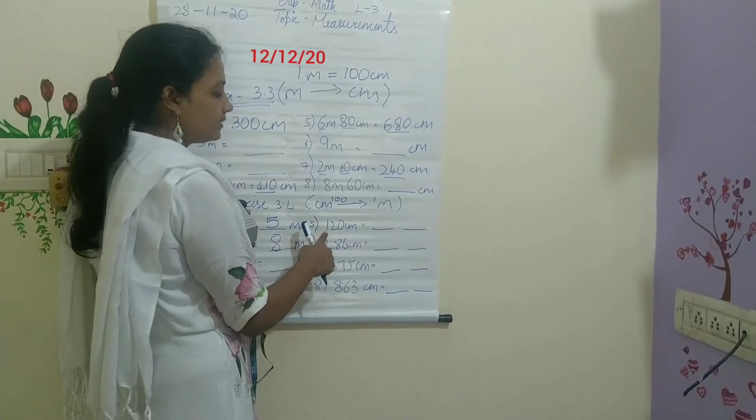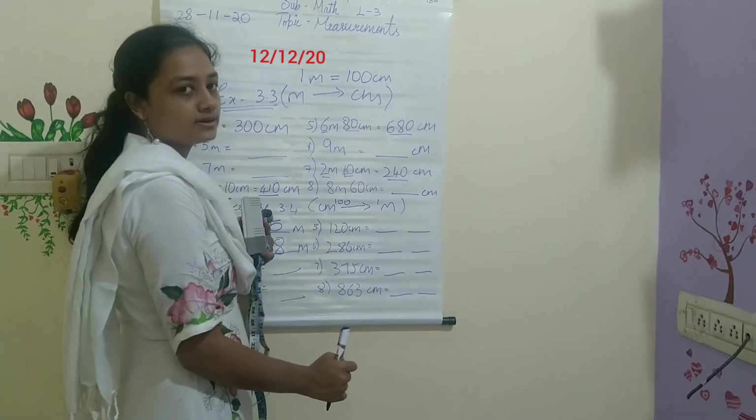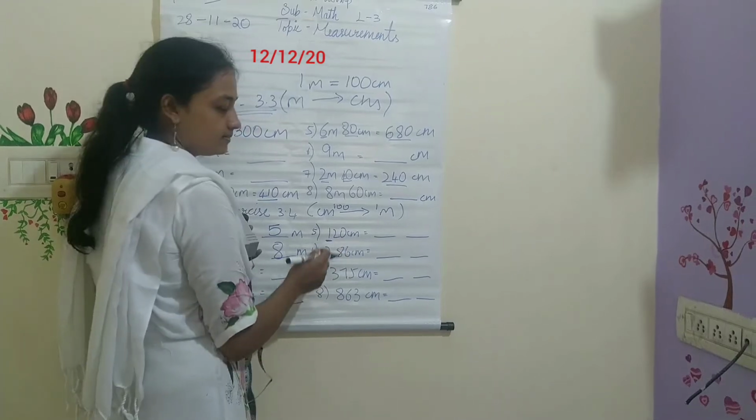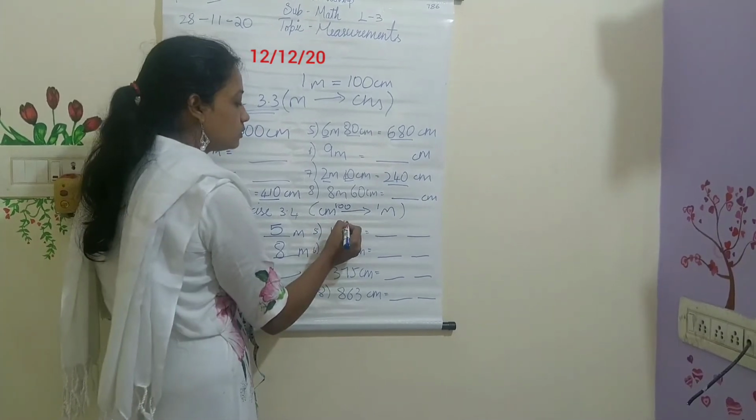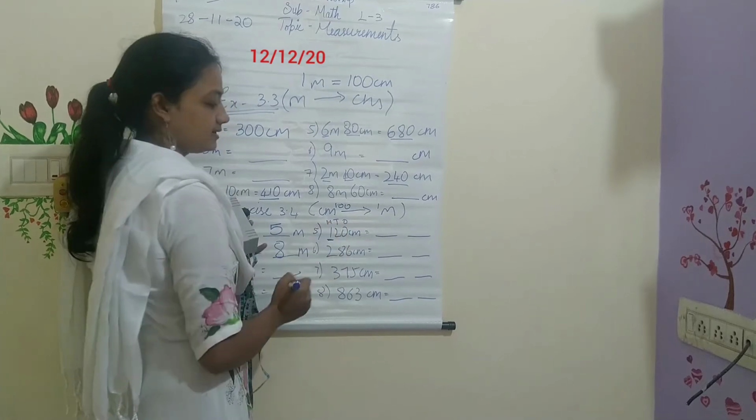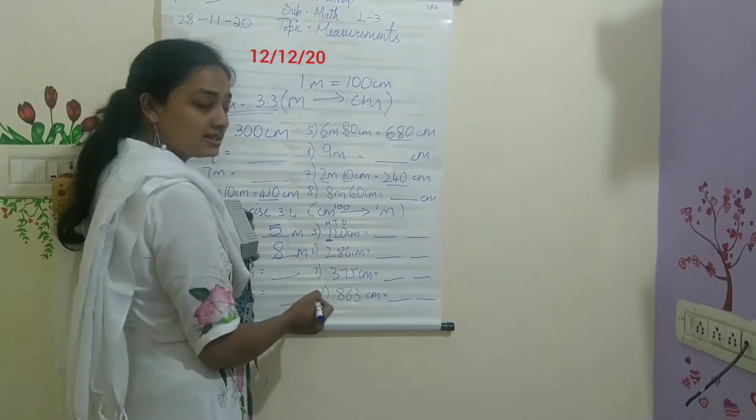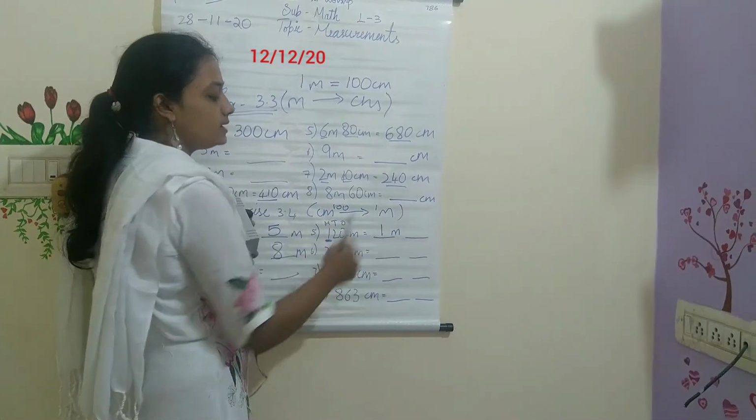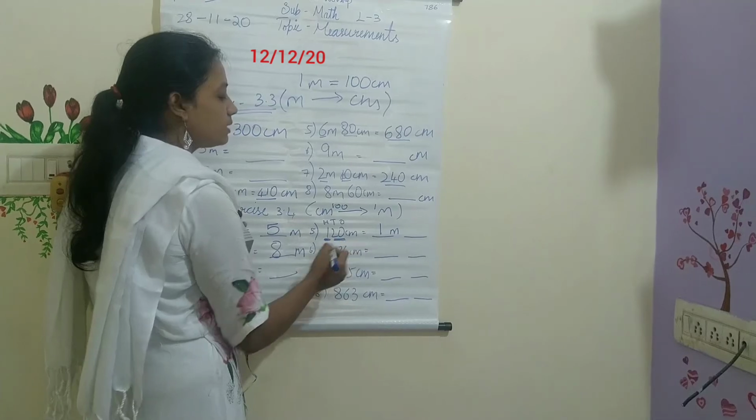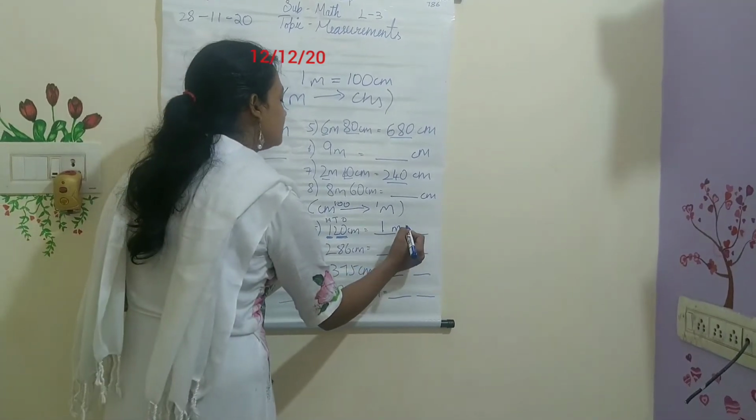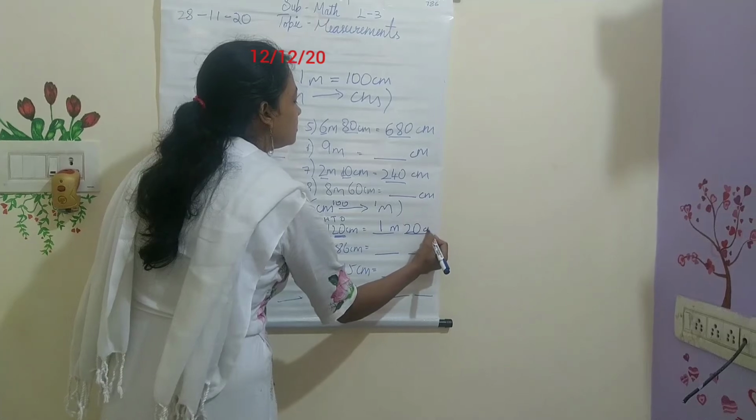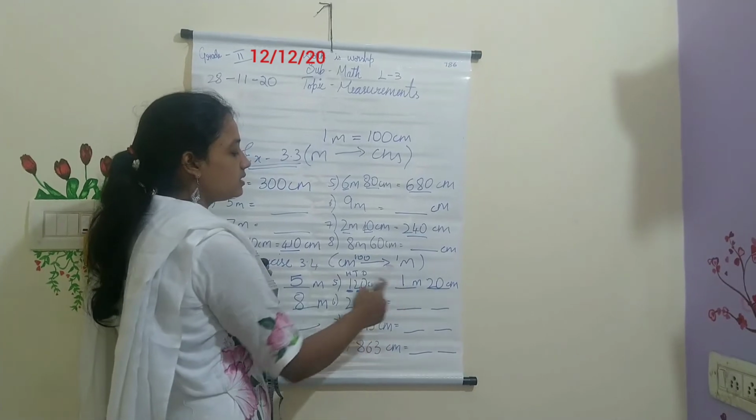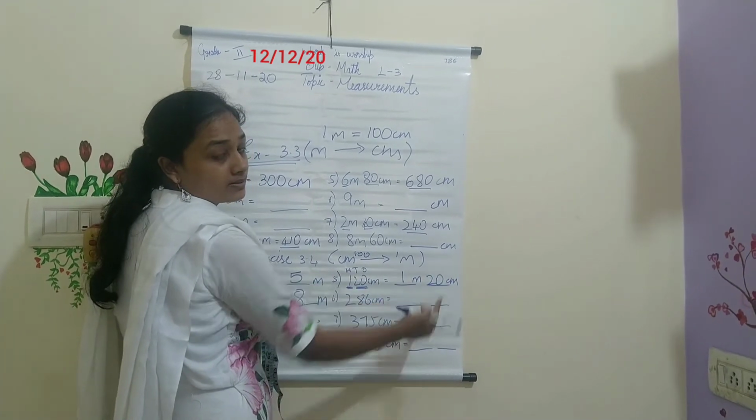Go for the first one here. I have 120 centimeters. How to write that in meters? I write 100, the number which is in the hundreds place. You know this is ones, tens, hundreds. The number which is in the hundreds place will be my meter. So 1 meter. Now what about these two numbers? That will be my centimeters. 20 centimeters. So I have written 1 meter, 20 centimeters.